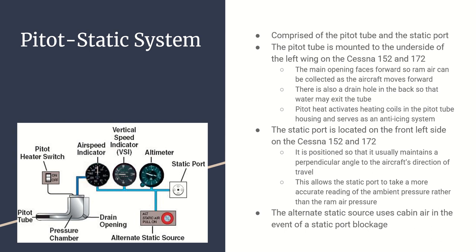So for all three of the instruments, you will notice that there are linkages to the static port. The static port is an opening that is located on the side of the airplane, generally speaking. For the 152, 172, it's on the left side, in that front area, off the left front of the cowling. You'll notice that the hole is on the side, so it is oriented in a 90-degree direction from our general direction of travel, right? So about 90 degrees of difference there.